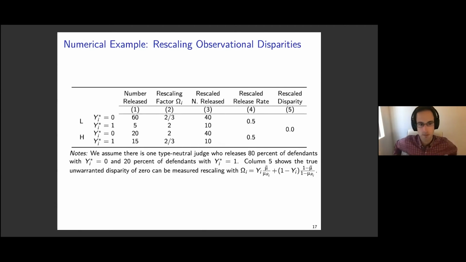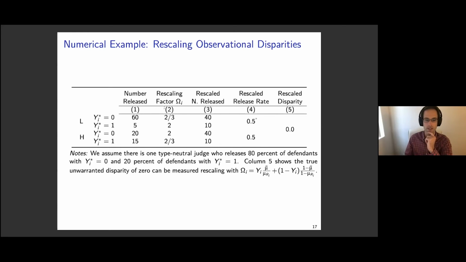Given we've set up this problem, we can just construct our rescaling factor for each type of defendant. Again, of L types, those who do not behave in misconduct, we have 60 of them being released. If we construct their rescaling factor, they're going to be downweighted. The reason L types that do not behave in pretrial misconduct are downweighted is because they're relatively more common. L types are more likely to not behave in pretrial misconduct, and therefore the individuals of L types who do not behave in pretrial misconduct are downweighted. L types who do behave in pretrial misconduct are relatively less common, so they get upweighted by a factor of 2.